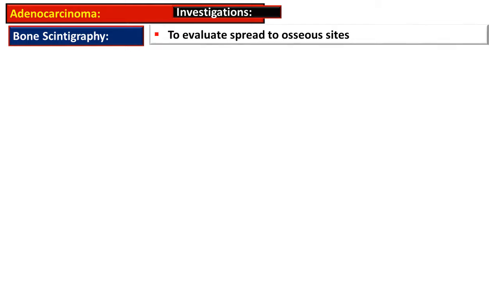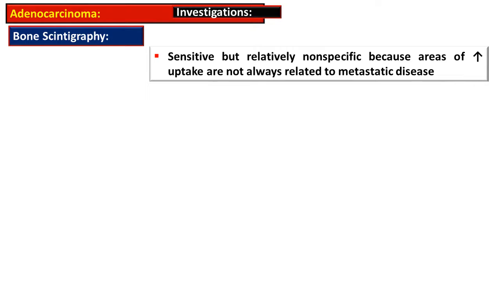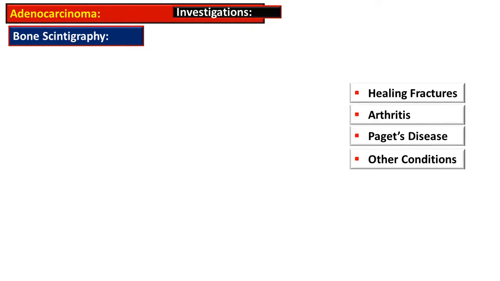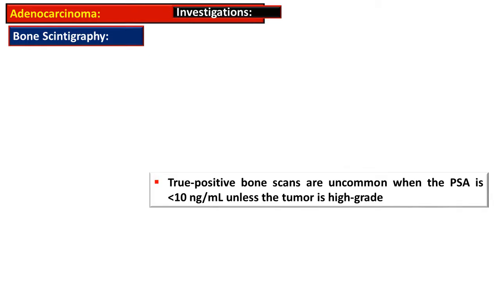The radionucleotide bone scan or bone scintigraphy is used to evaluate spread to osseous site. This radionucleotide bone scan is sensitive but relatively non-specific, because areas of increased uptake are not always related to metastatic disease. There are some other conditions in which there is increased uptake. These are healing fractures, arthritis, Paget disease and other conditions.